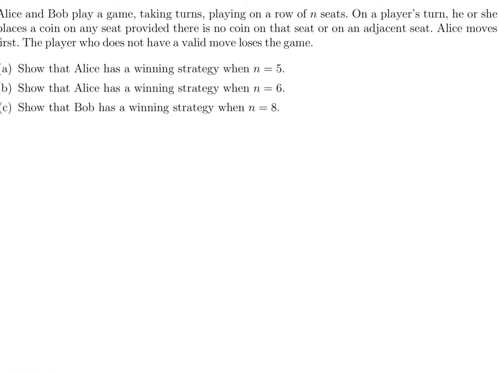So let's see here. Let's say n is 5. So we have to come up with a strategy. Who's winning here? Alice is winning. Well, Alice goes first, and then Bob is second, and then it just sort of alternates from there, Alice and Bob and so on. Okay, so let's see what we can do here.